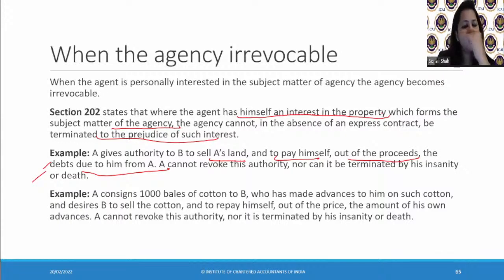Let's look at another example given here. A consigns 1,000 bales of cotton to B, who has made advances to him on such cotton, and desires B to sell the cotton and to repay himself out of the price the amount of his own advances. So here again, A will not be able to revoke this authority, nor is it terminated by his insanity or death. So here the agency becomes irrevocable. Is this section clear?